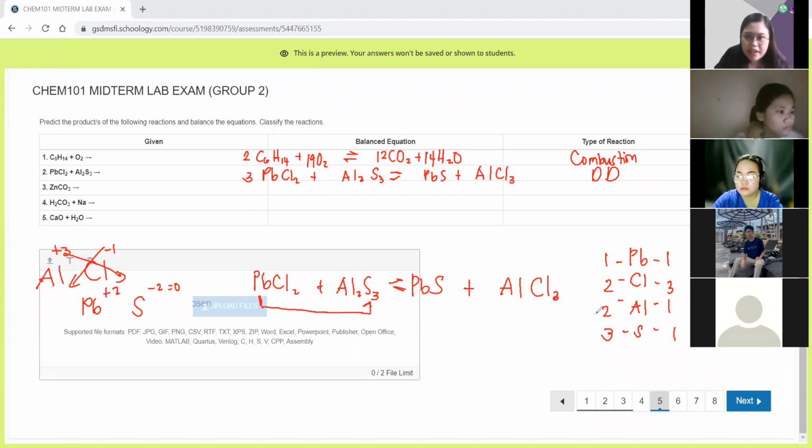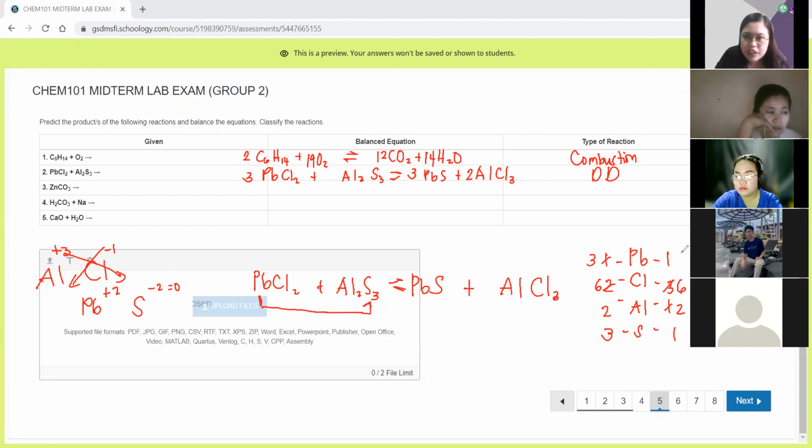Let me write 3 here. So, this becomes 6, but it comes with lead, so lead also becomes 3. On the other side, I'll place 2 here so that I can balance the chlorine. So they are both 6, but it comes with aluminum, so this becomes 2 here. So chlorine and aluminum are balanced. Our problem now is lead and sulfur.